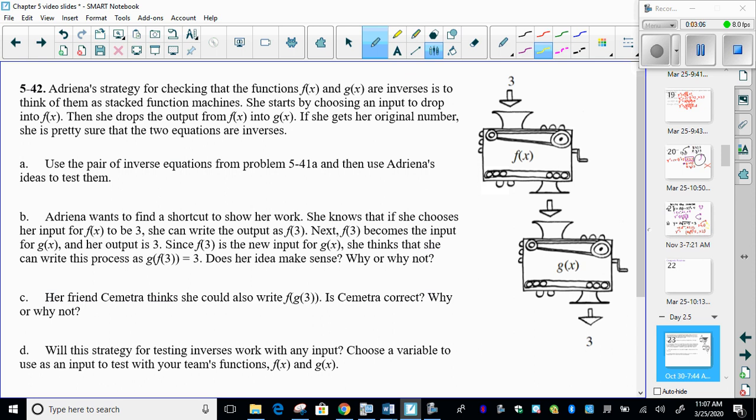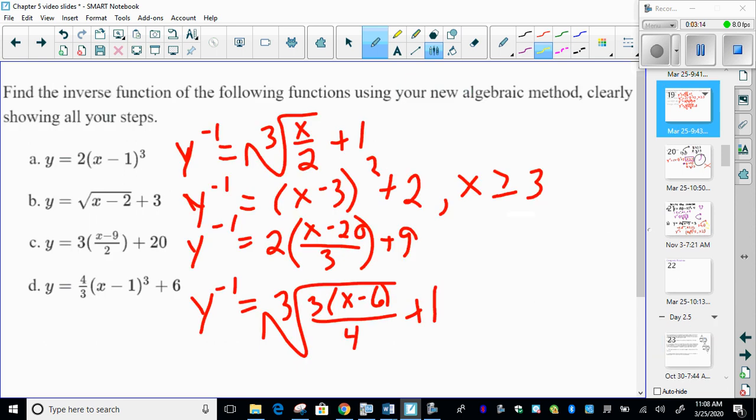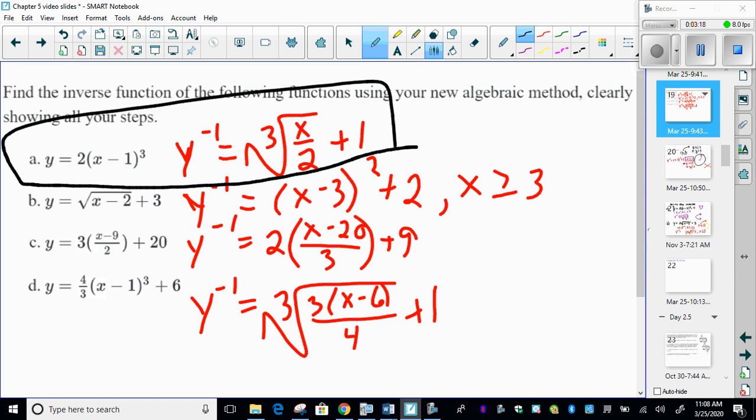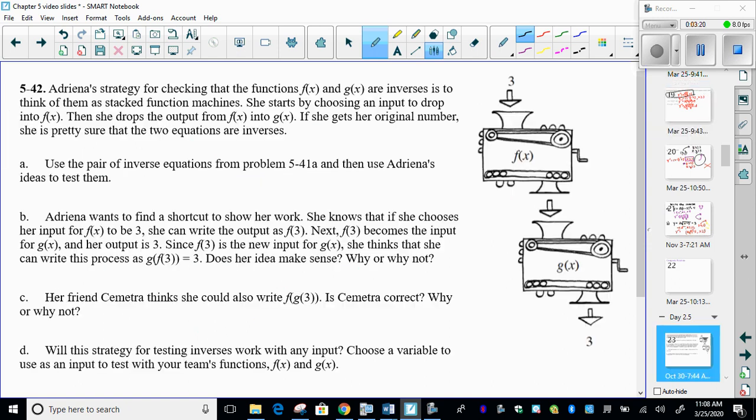Now, one of the things that we're looking at are a pair of the equations that we had done in the previous video. So we're going to be looking at these equations here. So we're going to be looking at using just A. So what I'm going to do is I'm just going to write these in here. One of them is going to be f of x, one of them is going to be g of x. So since we're starting with f of x, we're just going to say let f of x equal 2 times the quantity of x minus 1 cubed.